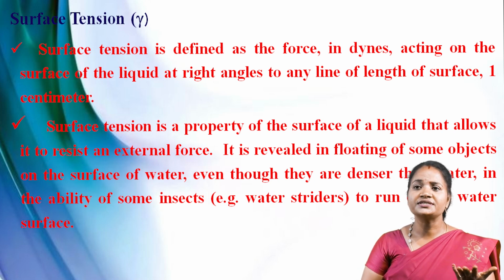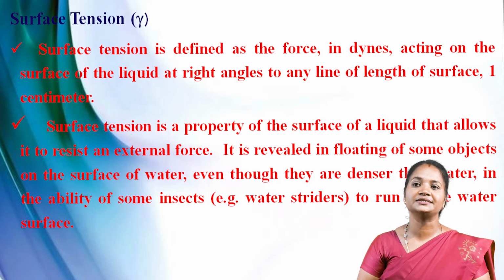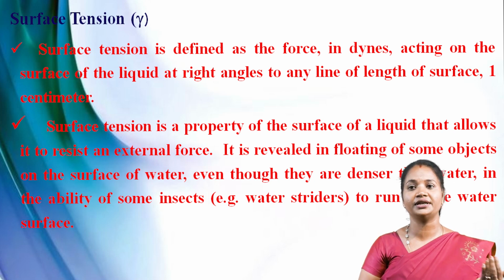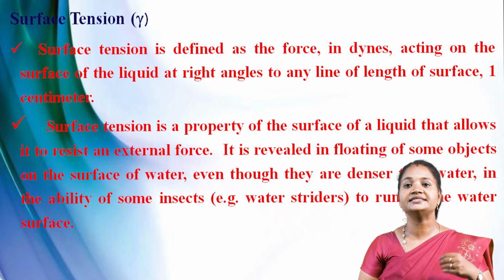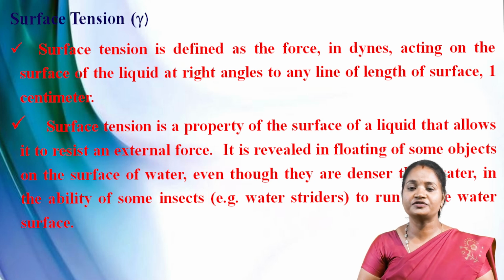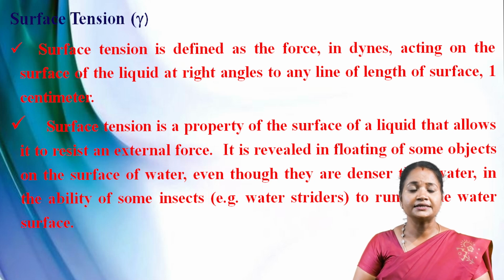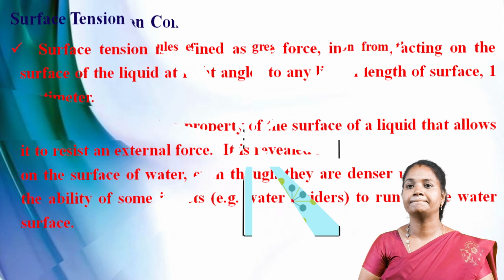So what is surface tension? Surface tension is the phenomenon defined as the force in dynes acting on the surface of the liquid at right angles to any line of length 1 centimeter. It is represented by the letter gamma.